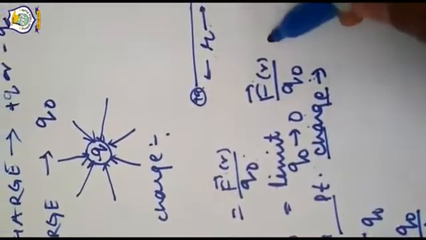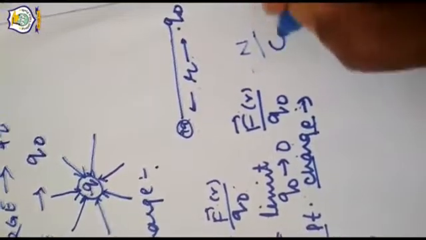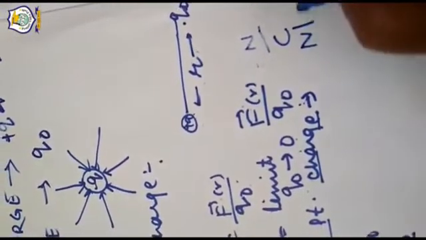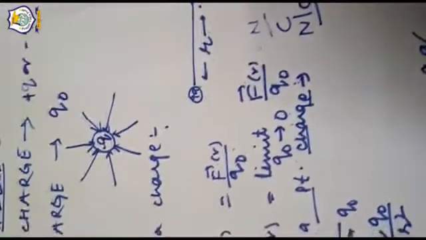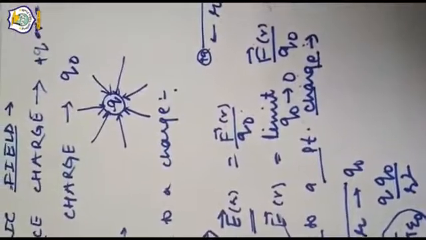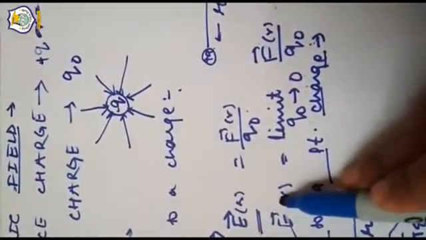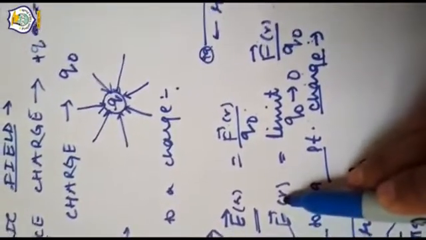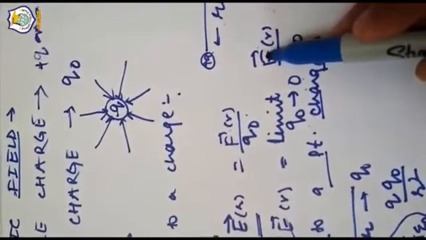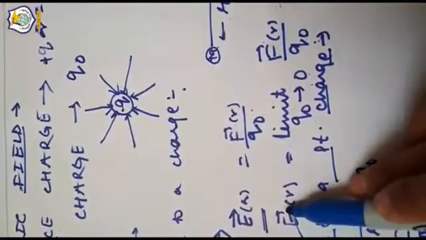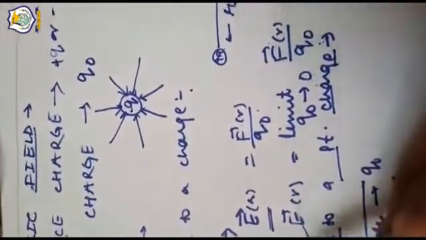See, F is in Newton and this is in Coulomb. So what will be the unit? Newton per Coulomb is the SI unit of electric field intensity. And what is the direction of electric field intensity and which type of quantity is this? It is a vector quantity and its direction will be same as that of the direction of force. See, if force is outward, then electric field direction will also be outward. If it is towards the charge, it will also be towards the charge.